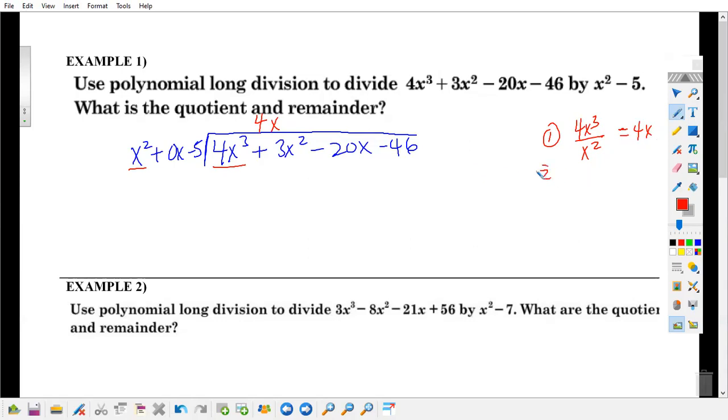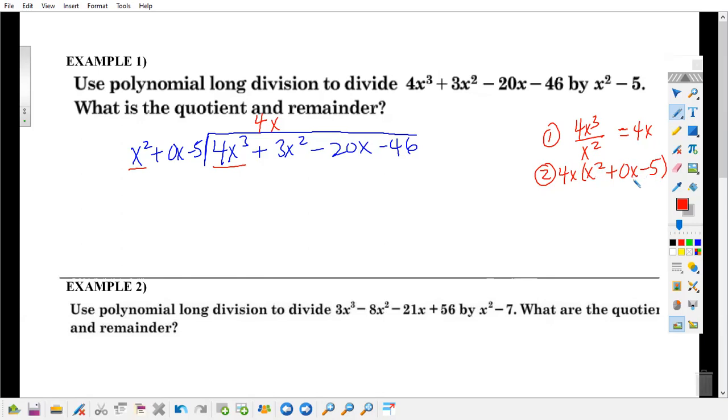4x cubed divided by x squared is 4x. Okay, that is the first part of your quotient. Your second step is to multiply. You're going to multiply your quotient times your divisor. So we are doing 4x times x squared plus 0x minus 5. In your head, this is what you're thinking: what is 4x times x squared plus 0x minus 5?